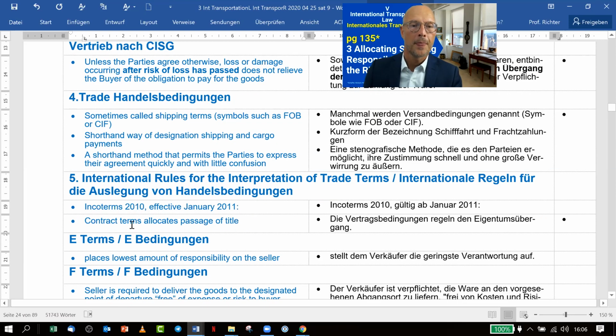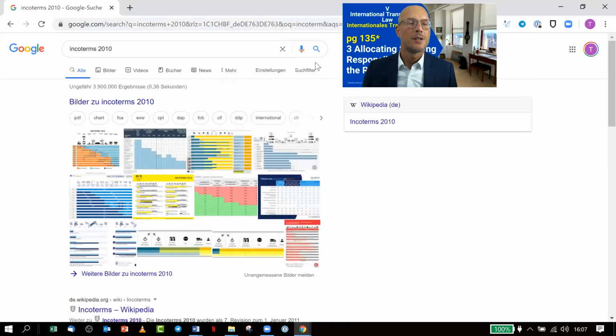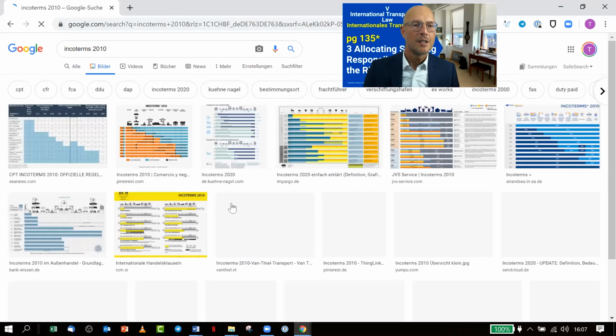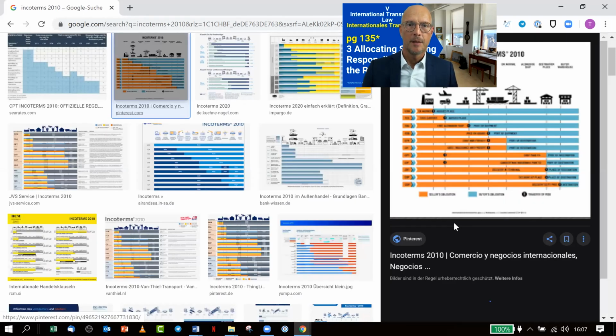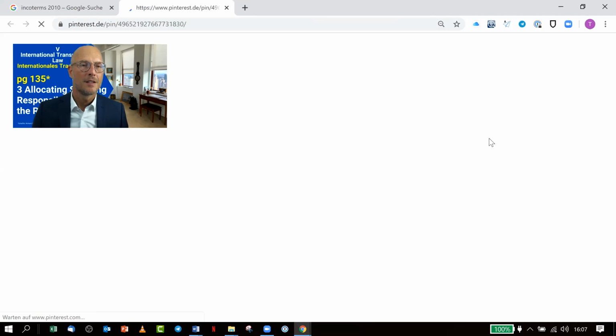the last edition, and they allocate the passage of the risk. This is very important. And if you look up Incoterms 2010, for example, or 2020, you can see the colorful pictures here. And in these colorful pictures, you can see that it always depends. Let me see if I can open this one here. It depends which.